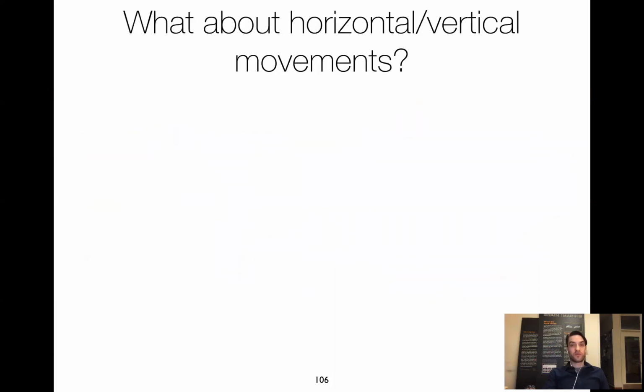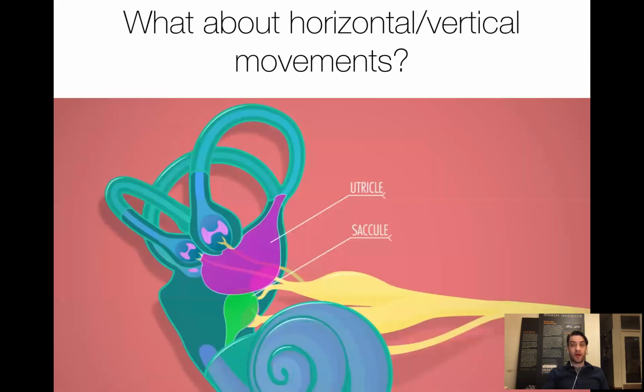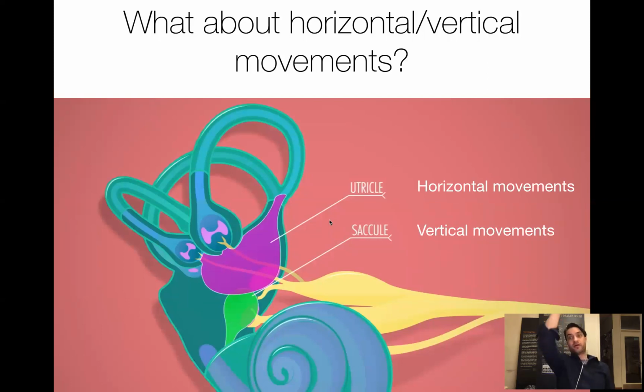A natural question that people might wonder is, what about horizontal and vertical movements? Because we did twisting, up, down, left, right, but what about other domains? It turns out that there's also, in this little inner ear structure, but still separate from the cochlea down here, the utricle and the saccule. They're involved in horizontal and vertical movements, because if you start moving forward, backward, up, or down, you can still sense it. If you're riding a bike and all of a sudden you start going forward, you have a sense that your head is moving forward.